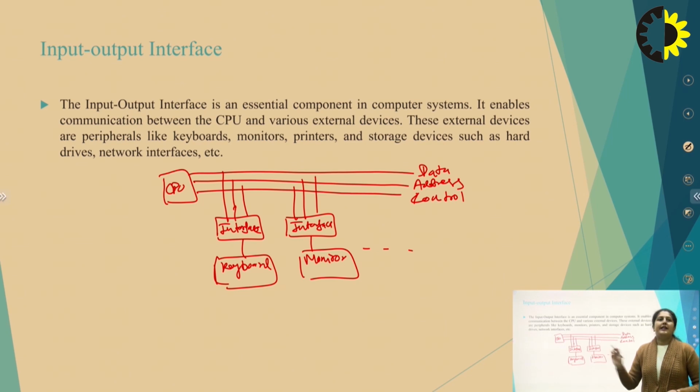So every device has its own interface, because every device has its own function. The function of the keyboard cannot be done by the monitor, and what the monitor does cannot be done by the keyboard. So every device has its own interface. It's like a hardware circuit. So let us understand how the devices communicate with the CPU and the memory, which we call the mode of transfer.